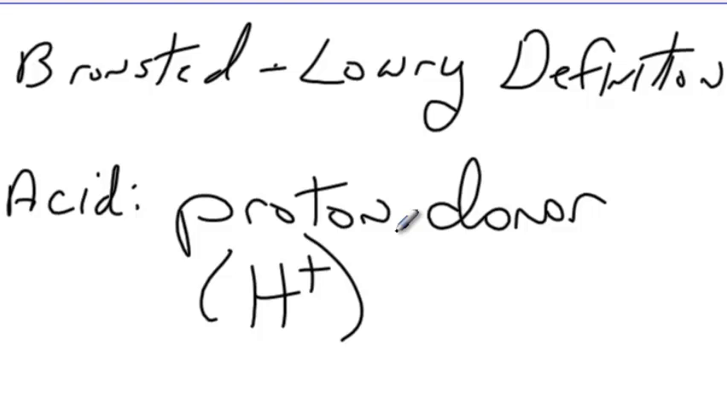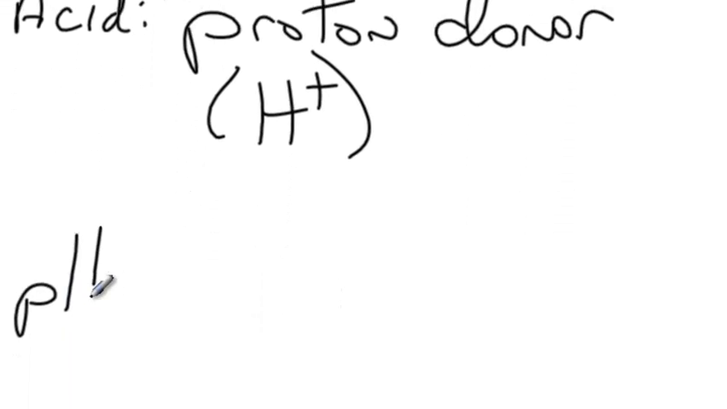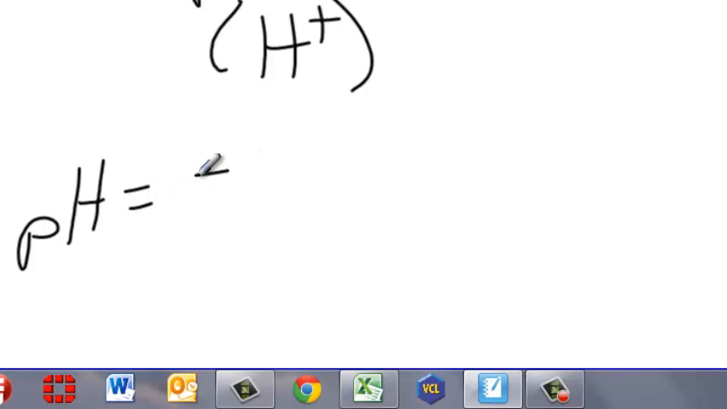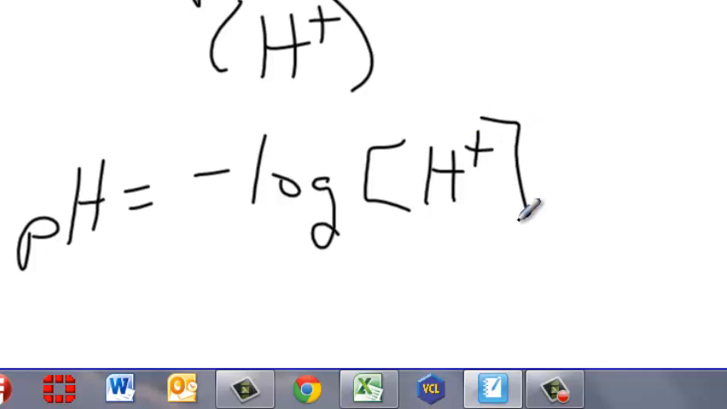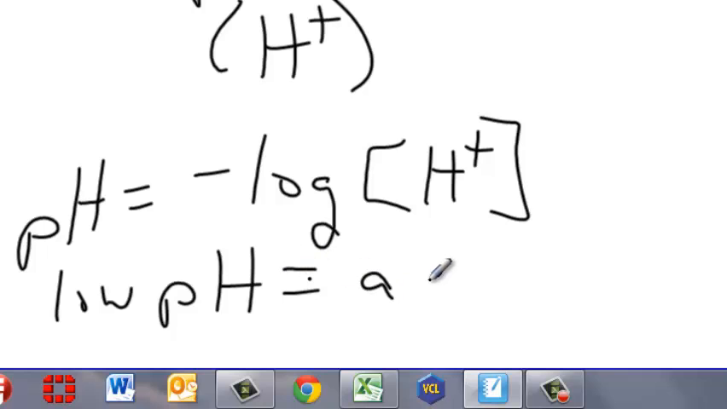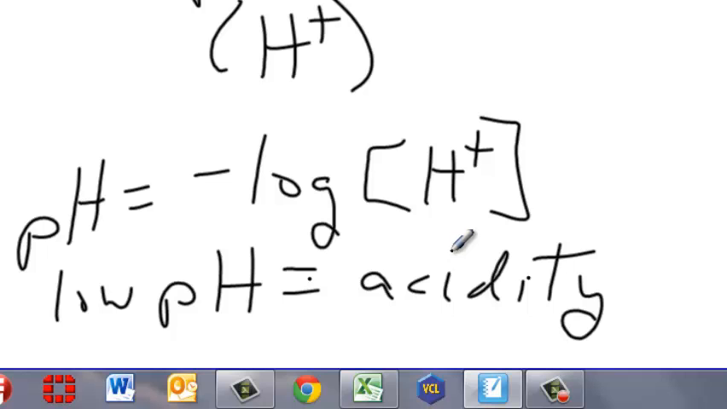By the way, pH stands for negative log of the hydrogen ion concentration. So when you're talking about pH, you're talking about a way to measure how much H+ is in solution. Remember that the lower the pH, the stronger the acid. So low numbers, low pH is acidity. The lower the pH, the more H+ there is.